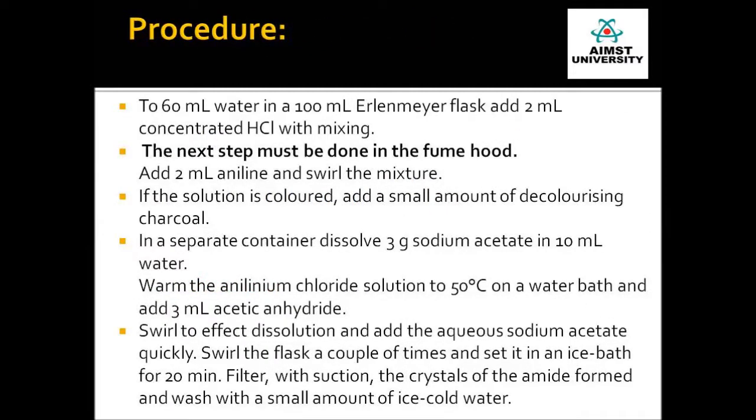Let's see the procedure in detail. Take 60 ml of water in a 100 ml Erlenmeyer flask. Add 2 ml of concentrated HCl with mixing. Now the next step should be performed in a fume cupboard. Add 2 ml of aniline and swirl the mixture. If the solution is colored, add a small amount of decolorizing charcoal. Swirl the mixture for about 1 minute and filter off the carbon using fluted filter paper.